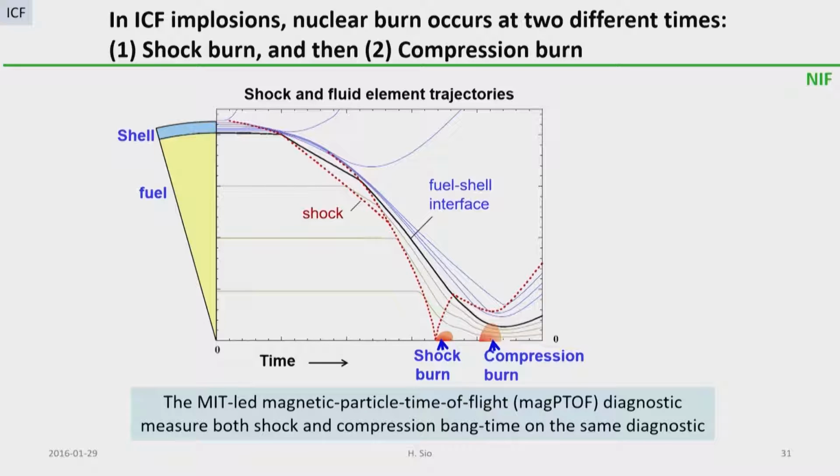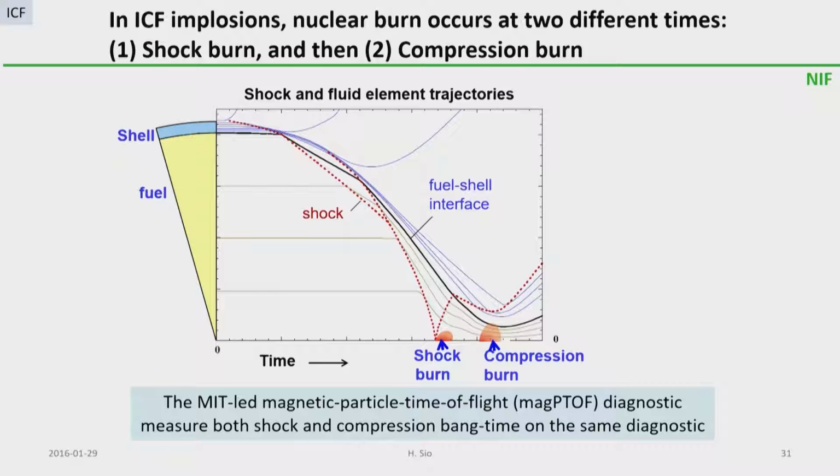So here is your usual RT diagram, and as the shock, which is the red line, comes in and hits the center and rebounds, that initial spike in temperature gives you your first burst of thermonuclear fusion production. And that time, we call the shock bang time. And as your implosion fully compresses and reaches the highest convergence, so it stagnates, then that increased density and temperature gives you the second burst of thermonuclear fusion, what we call the compression bang time.